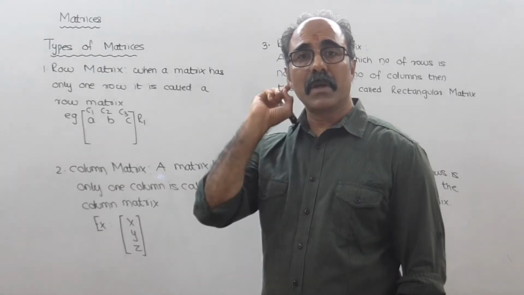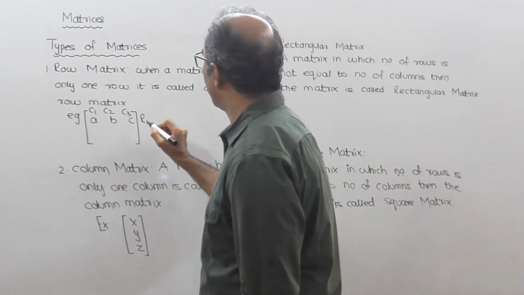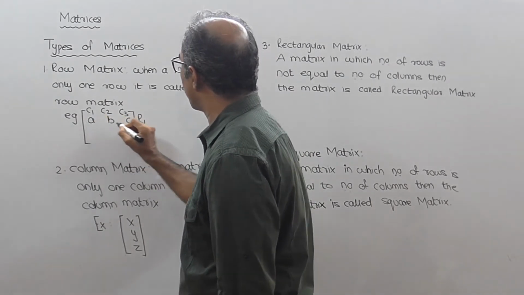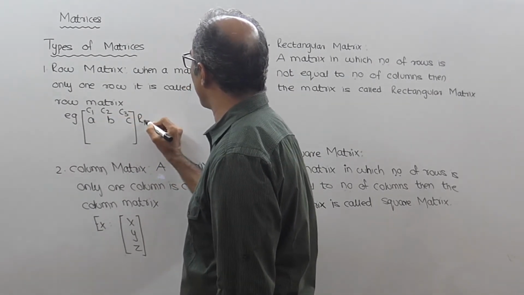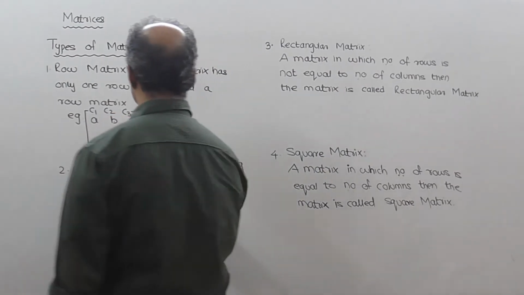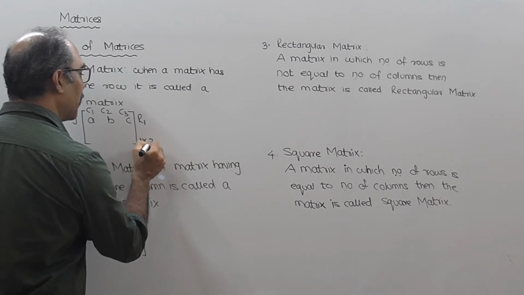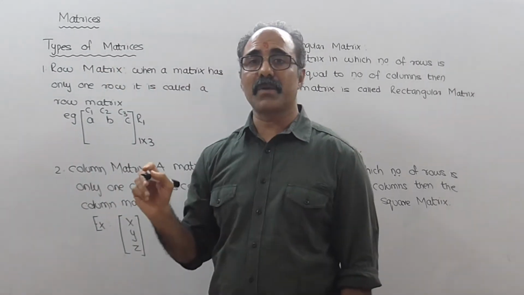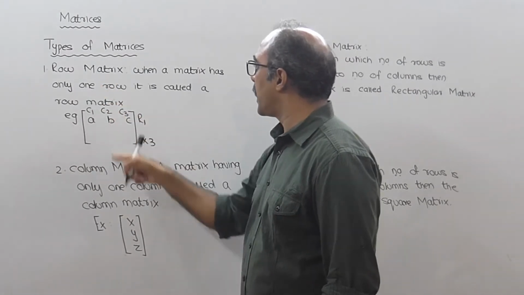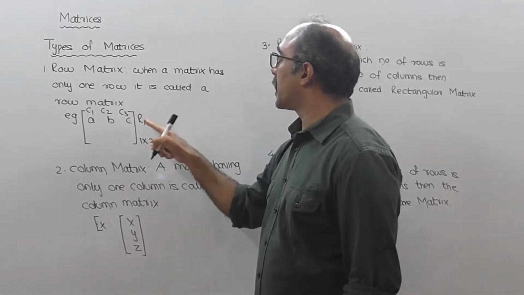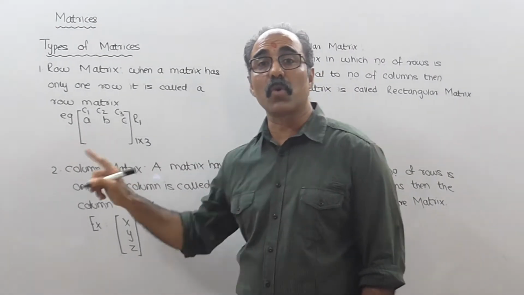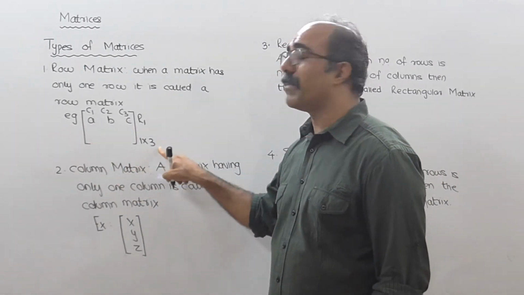n. Now I have written A, B, C, right? Horizontal are rows. So how many rows? 1. Verticals are columns. So column 1, column 2, column 3. So this will be a matrix of the order 1 by 3. How many rows are there? 1 row. And 3 columns. Any matrix is represented in terms of rows by columns, meaning this will be 1 by 3.